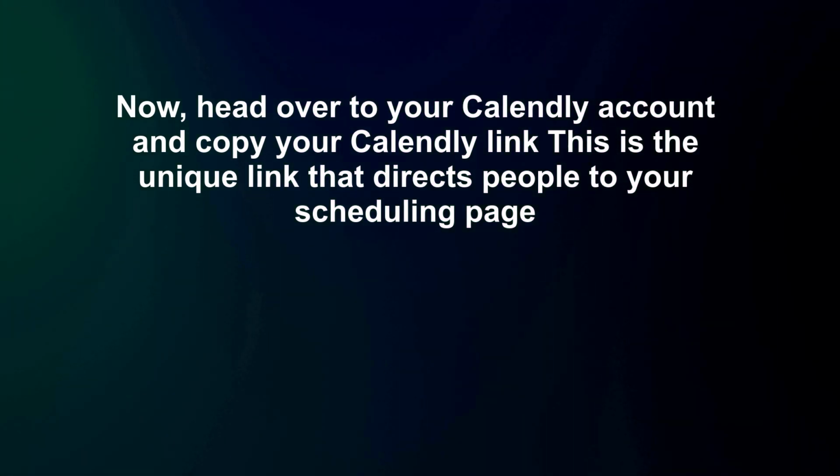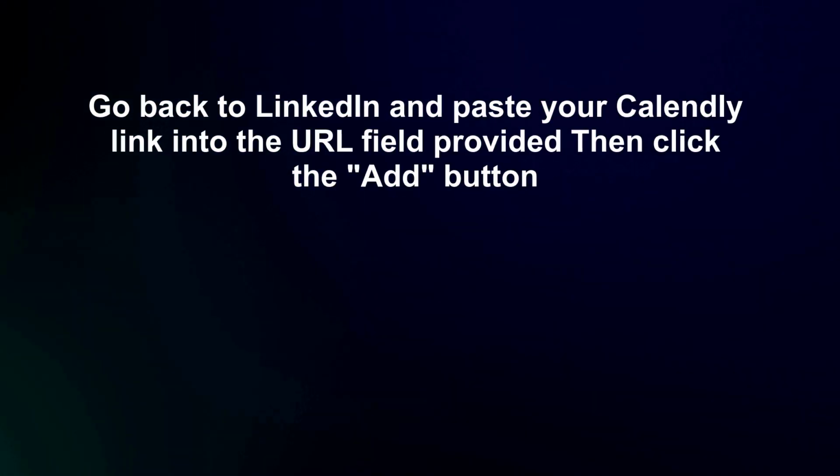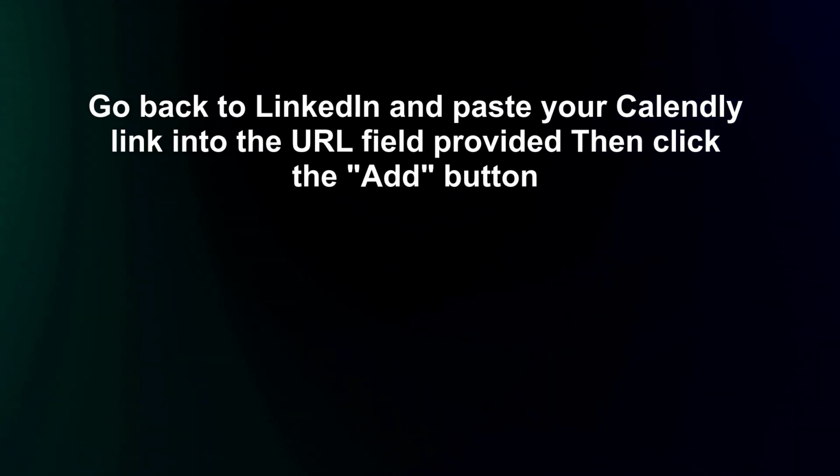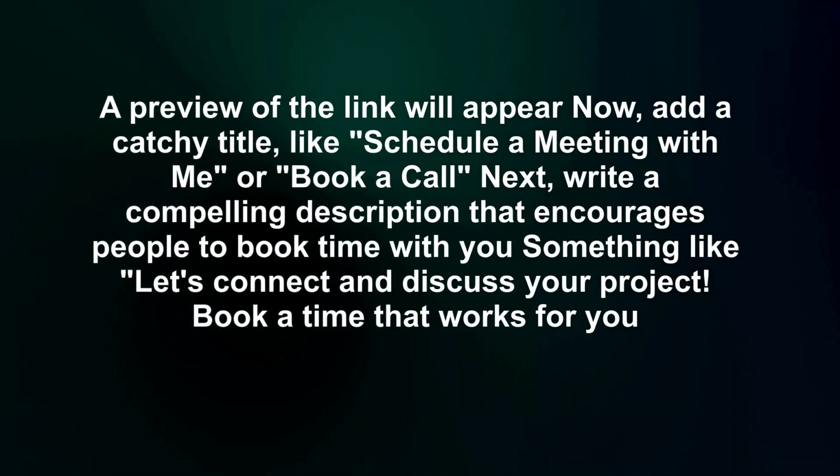Now, head over to your Calendly account and copy your Calendly link. This is the unique link that directs people to your scheduling page. Go back to LinkedIn and paste your Calendly link into the URL field provided, then click the Add button. A preview of the link will appear now.